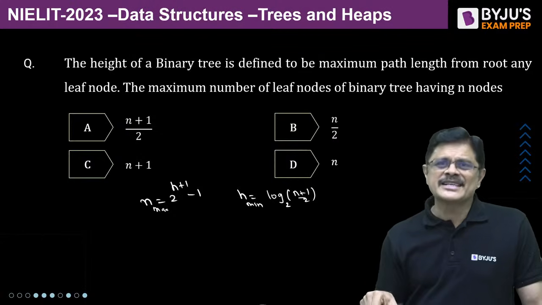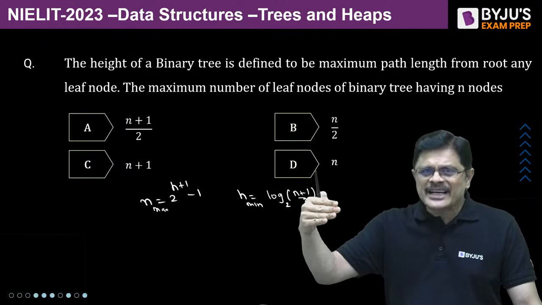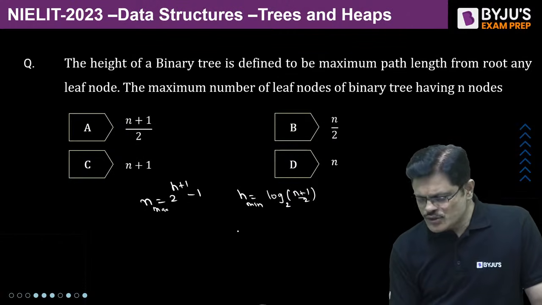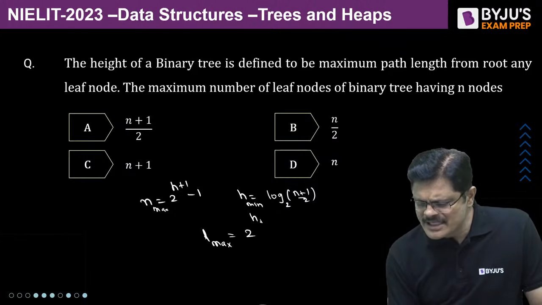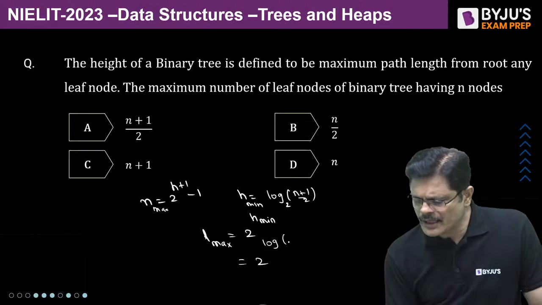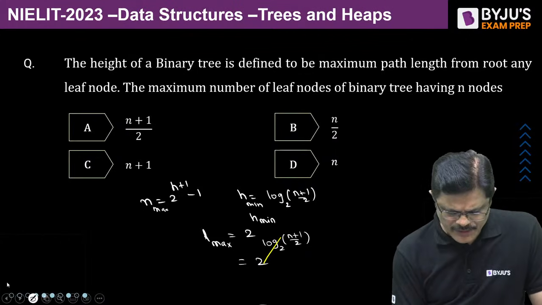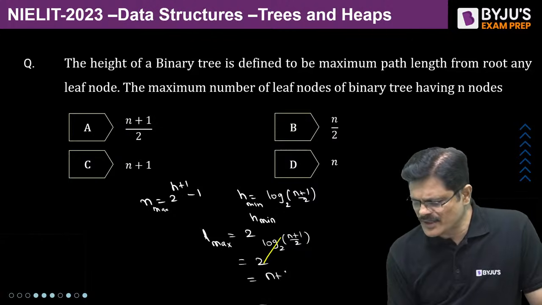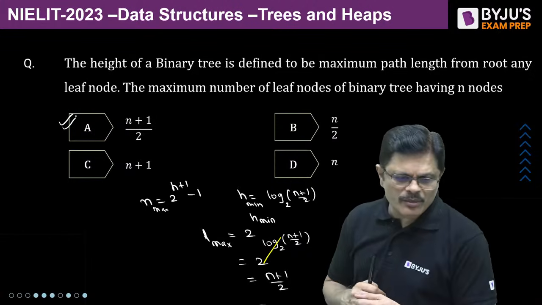If this is the value of h, then because at that particular height level only you are going to get leaf nodes, the maximum number of leaf nodes will be 2 power h minimum. That is nothing but 2 power log base 2 of (n plus 1) by 2. So these two get cancelled and you are going to get the answer (n plus 1) by 2, which is option A. Very good, Babu, Chandan Kumar Babu, Gupta.